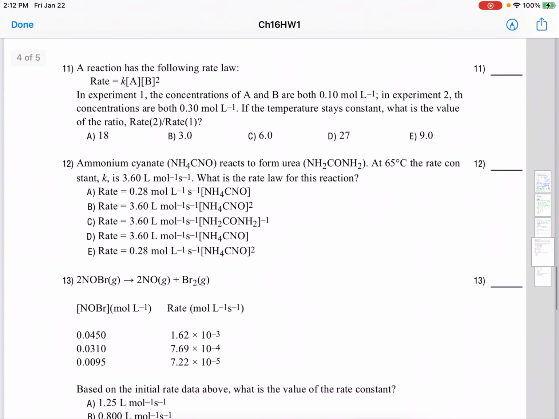Number 11, a reaction has the following rate law. So we are given the orders: A is first order, B is second order. In experiment 1, the concentrations of A and B are both 0.1. In experiment 2, the concentrations are both 0.3. If the temperature stays constant, what is the value of the ratio rate 2 over rate 1?